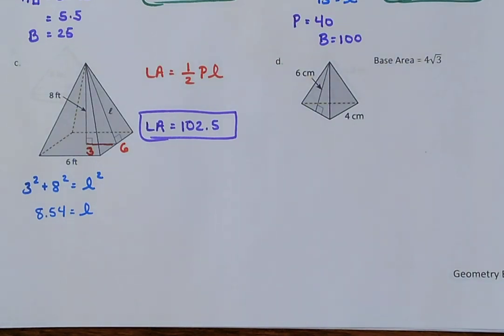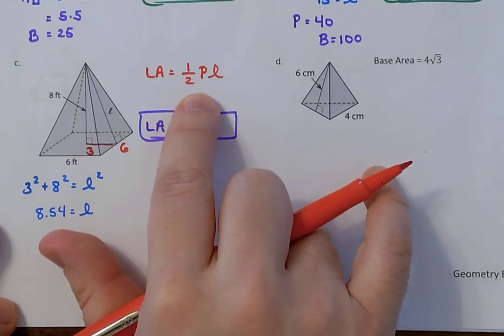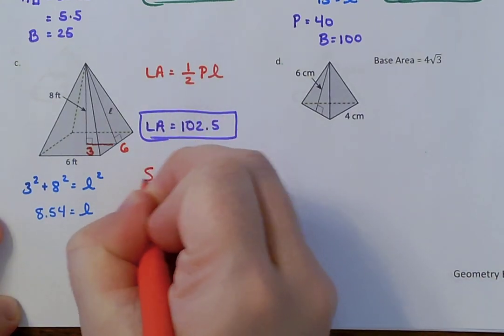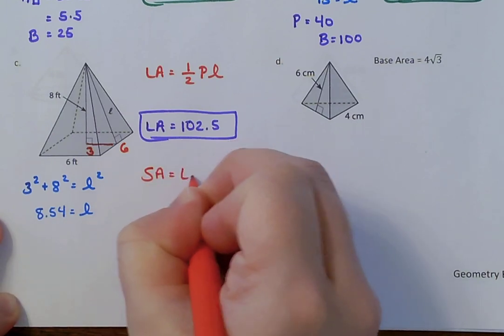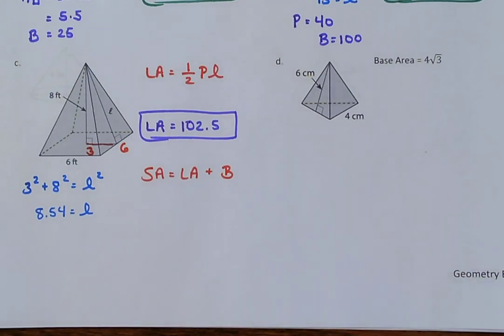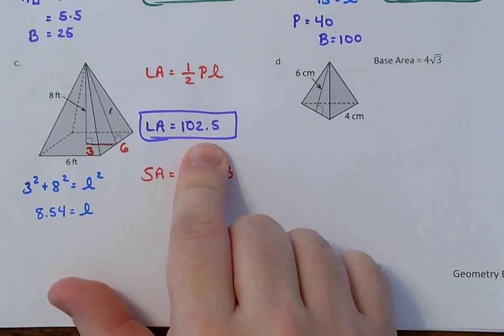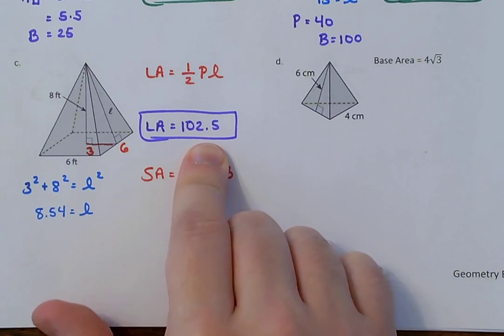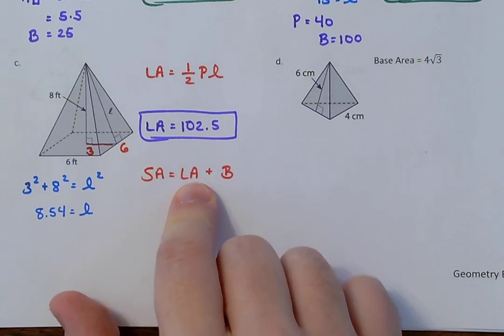Now, that is what you should get for lateral area when you figure out your perimeter of the base and you plug it into the 1/2 P times L. For surface area, remember it's the lateral area plus the area of the base. I have told you what you should get for your lateral area, which is 102.5. So you already know your LA.